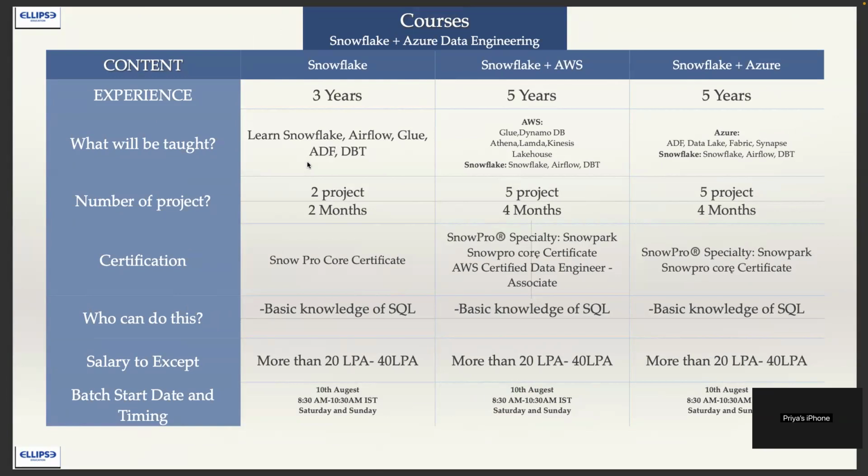You have said the course is around 2 months. What would be the timeline for the project we'll be doing? There will be two projects covered. The timeline will be covered within the 2 months, the course is for 2 months, and apart from that, the projects will be there. So we are basically learning by implementing a project.